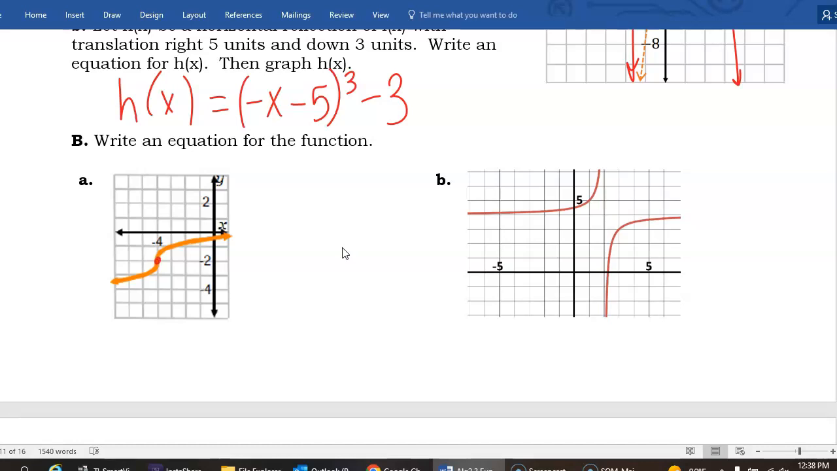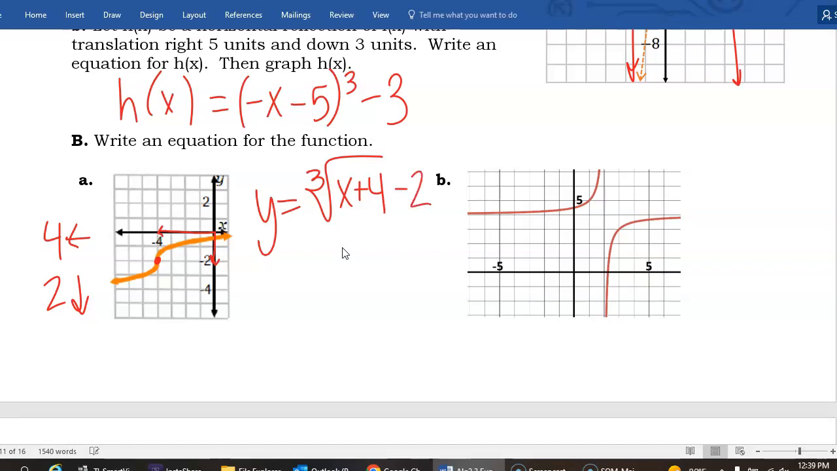So we're going to translate this. It looks like 4 spaces to the left and 2 spaces down. So I have my cube root function. We are going 4 spaces to the right and 2 units down. You can add these parentheses here if you need to, but remember wherever the line stops is indicative of where that close parentheses should be.